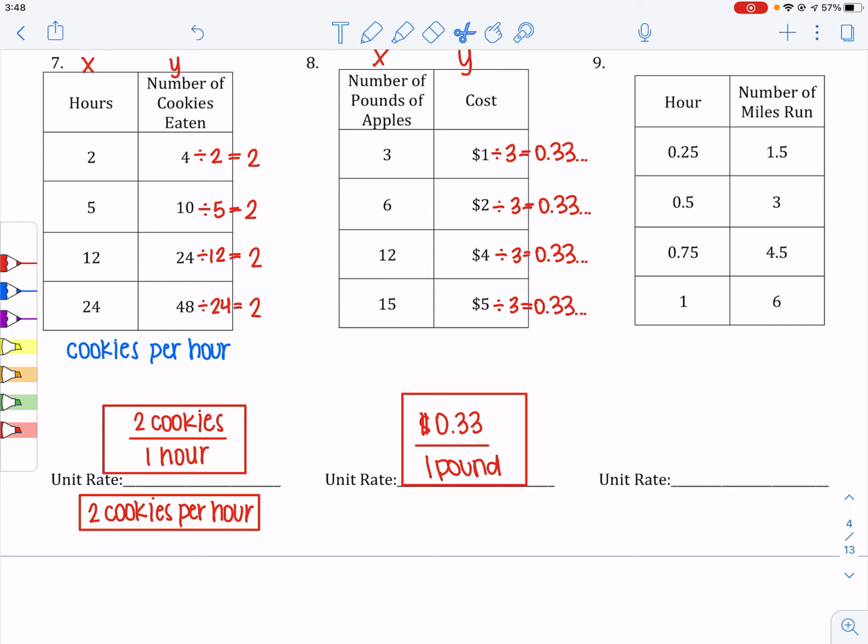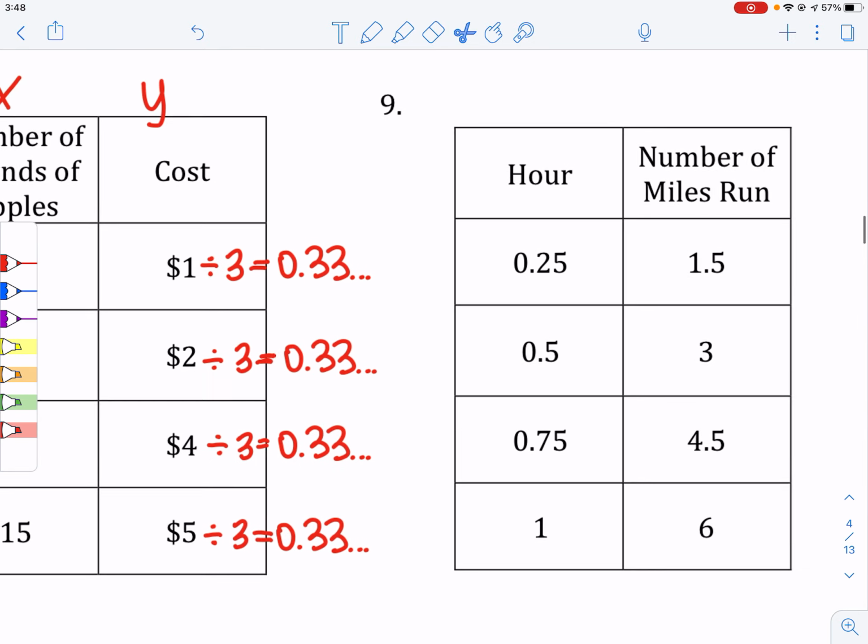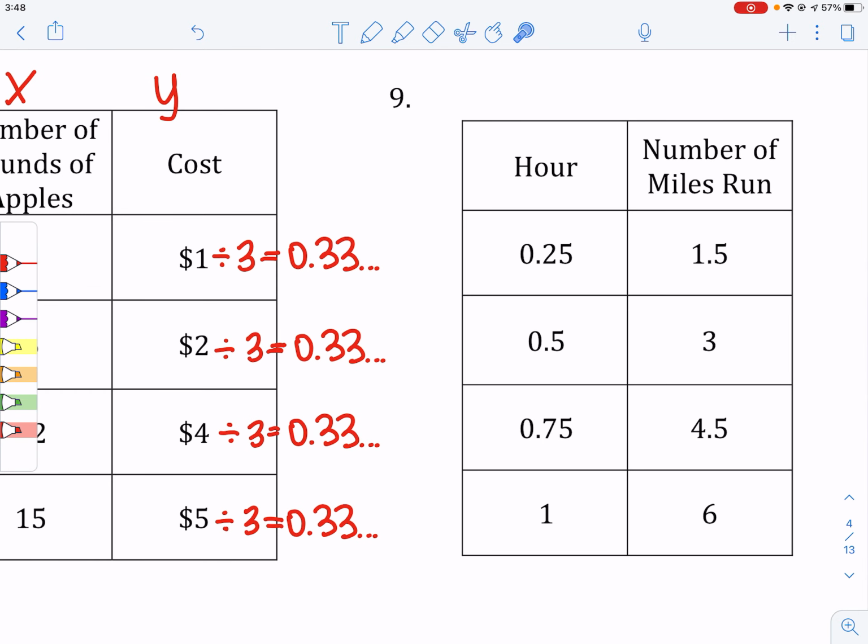All right, last one I'm going to have you do is number 9. Go ahead and do your dividing. It's always second number divided by first number. Choose any point you want to. And then I need a final answer with labels. Number 9, go ahead.